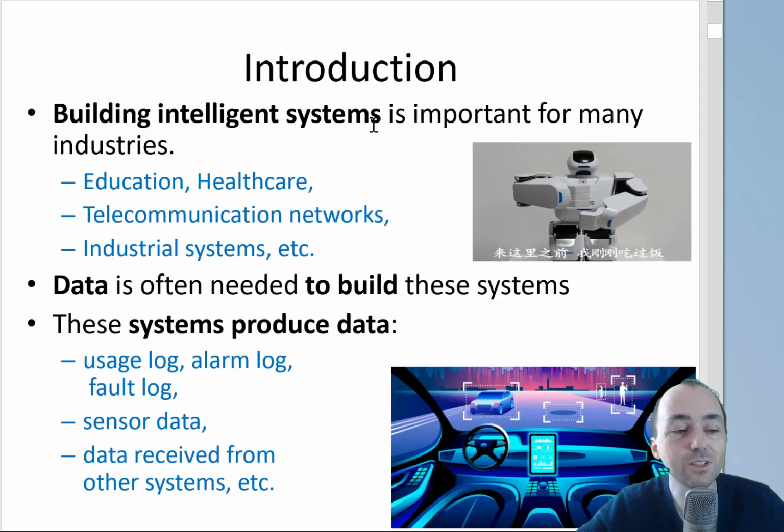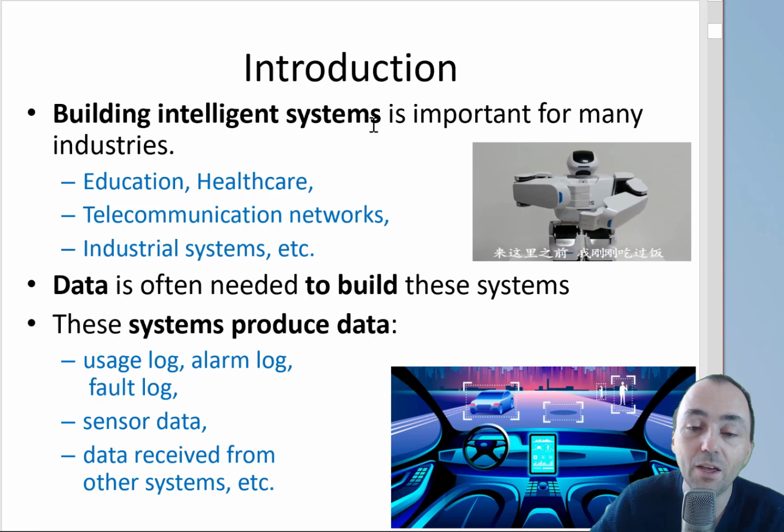So now let's give a brief introduction for this talk. Okay, so nowadays we talk a lot about artificial intelligence. We want to build some intelligent systems. For example, intelligent systems for education, for healthcare, and many other things like telecommunication, industrial systems, and so on.